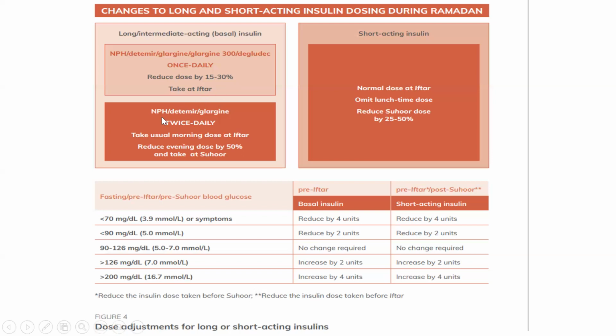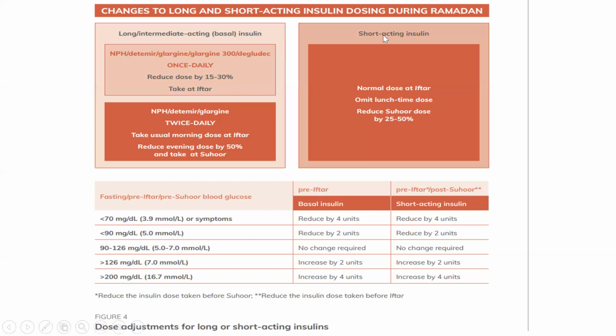On the other hand, if the patient is on NPH, detemir or glargine, which he has been taking twice daily, because these are insulins which can be taken twice daily, then take the usual morning dose at iftar. Suppose the morning dose is 24, then that will shift to iftar time. The evening dose should be reduced by 50% and taken at suhoor. For example, if the evening dose was 20, that will become 10, a reduction by 50%, and the patient will take 10 in the morning at suhoor time, and then 24 in the evening.